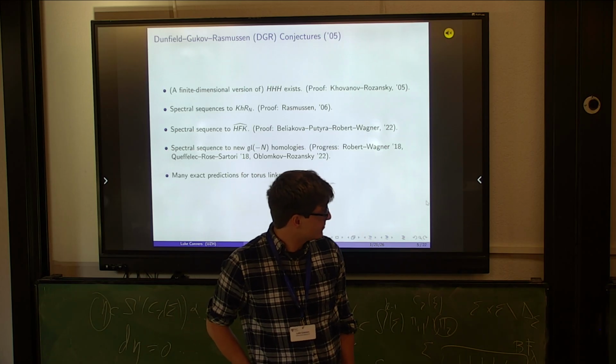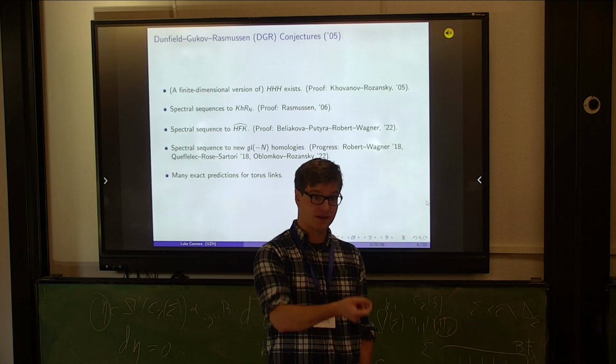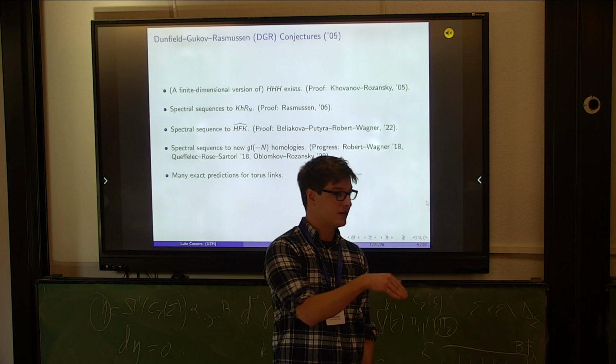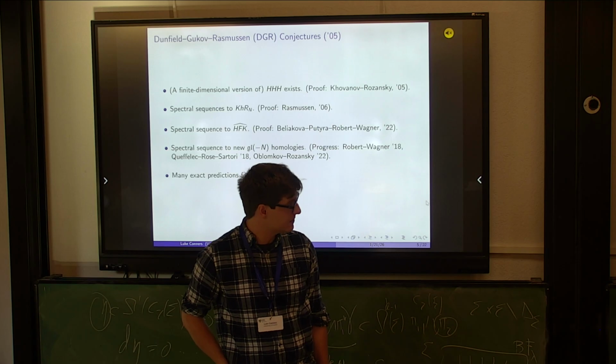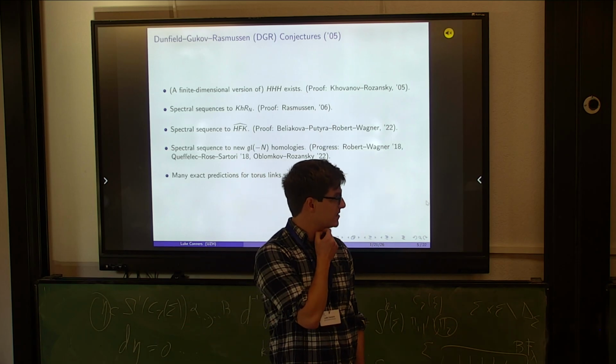They also conjectured that there were some spectral sequences which started at HOMFLY homology of a given knot and eventually converge to the type A_N Khovanov-Rozansky homology of that knot. These were constructed by Rasmussen in 2006.